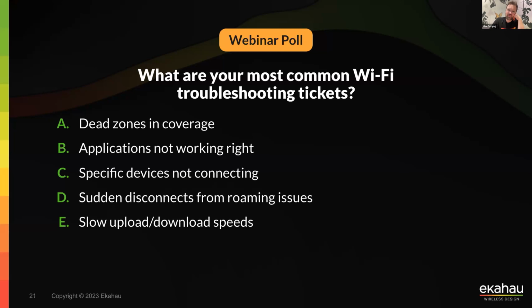So we have a very quick question today. What are the most common Wi-Fi troubleshooting tickets? Dead zones in coverage, applications not working right, specific devices not connecting, sudden disconnects from roaming issues, slow upload or download speeds, or all of the above? Yeah, we'll see. I think that's the easy answer.